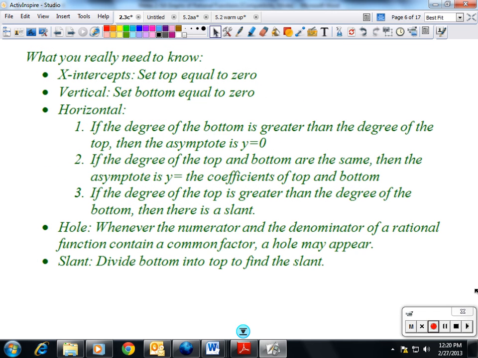To find the x-intercepts, they always come from the top. We're going to set the top equal to 0. The vertical asymptotes are going to come from the bottom, so set the bottom equal to 0 and solve it.